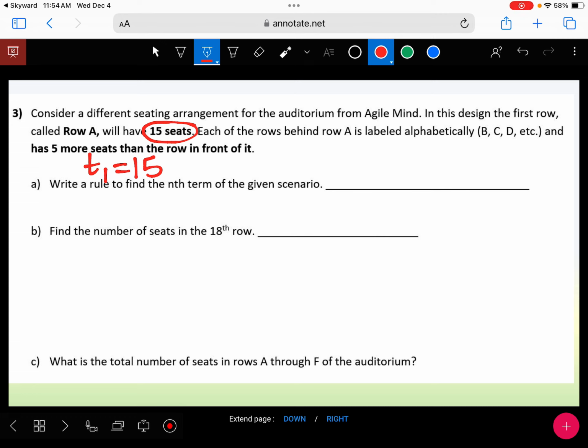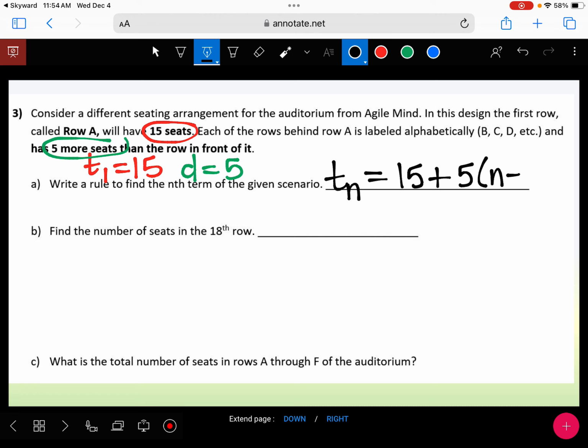Each of the rows behind row A is labeled alphabetically, so then it would be A, then B, then C, then D, etc. And they have 5 more seats than the row in front of it. So this 5 would represent our common difference. Let's go ahead and write the rule. So T sub n equals how many seats are in the first row plus 5 times n minus 1.